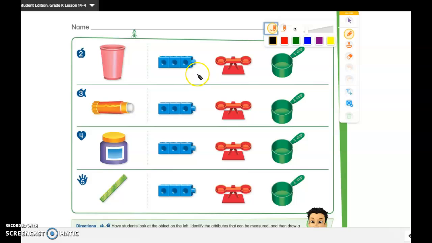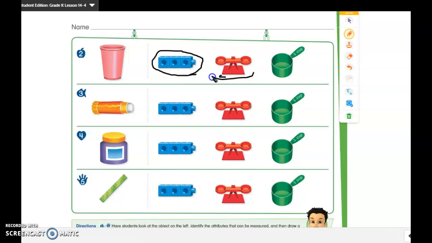We could stand my cube train next to my cup and see if it's taller or shorter. We could put my cup on a balance and see if something is heavier or lighter. And whatever liquid or water is inside our cup, we could use a cup measure to tell how much of it we have. Yes.